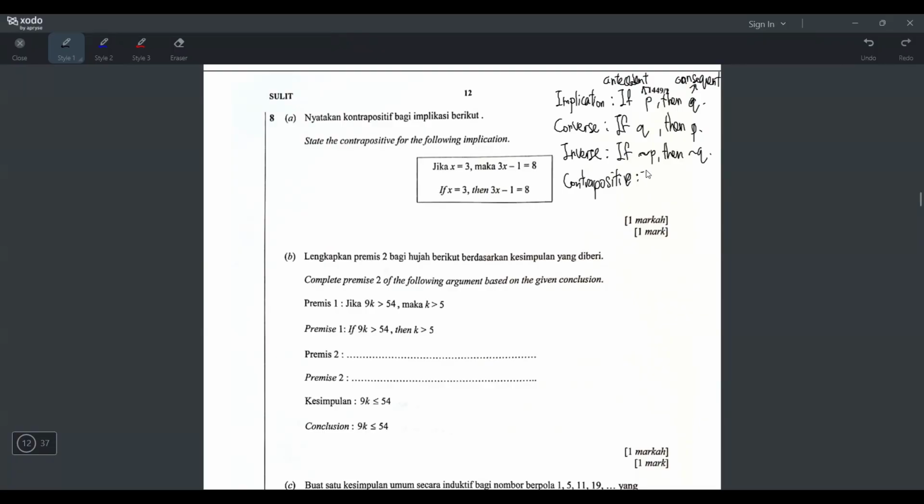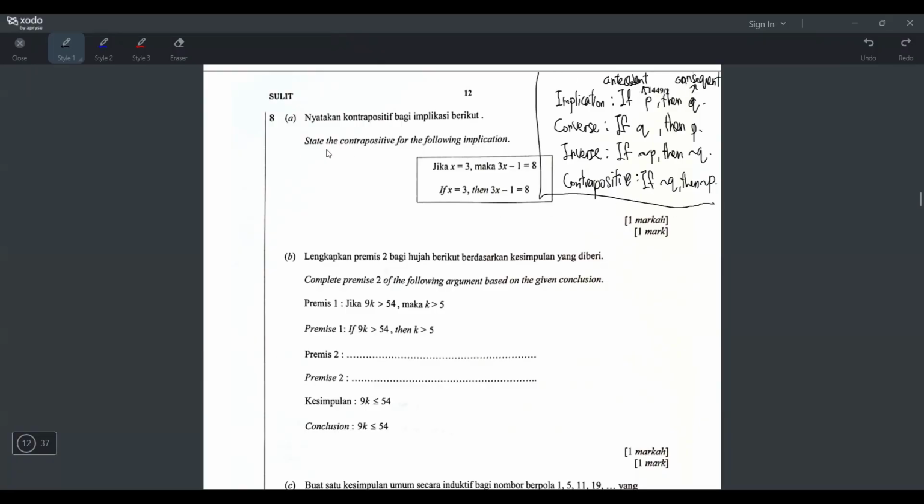What about contrapositive? Contrapositive would be if not Q, then not P. It means you have to terbalikkan and then do negation. So I repeat one more time. Converse is just terbalikkan your P and Q. Inverse, don't terbalik, but do negation at P and Q. Contrapositive is terbalik and do negation, so that's why it becomes if not Q, then not P. You need to understand all this.